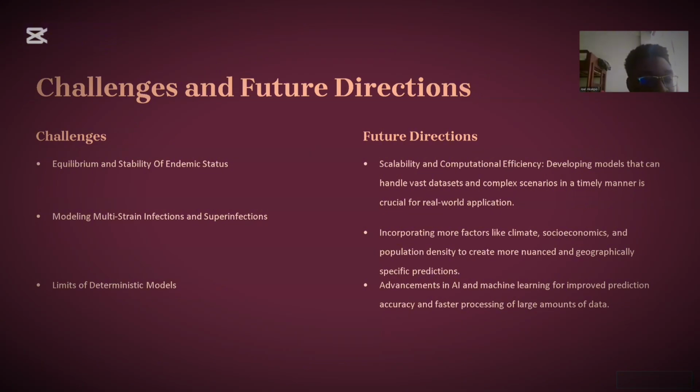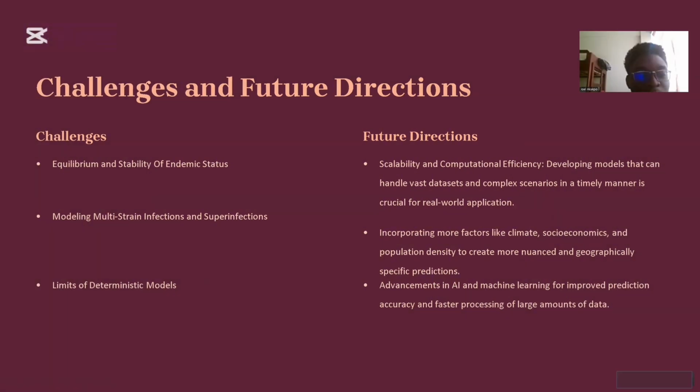Modeling multi-strain infections and superinfections. Simple models don't capture the complex ways different strains of a disease interact. To understand these interactions better, we need more flexible models. Limits of deterministic models. Deterministic models don't work well in small populations, where random events matter more in real-world situations.